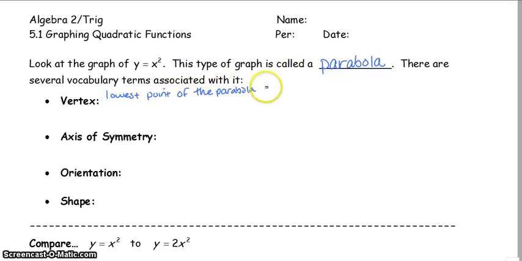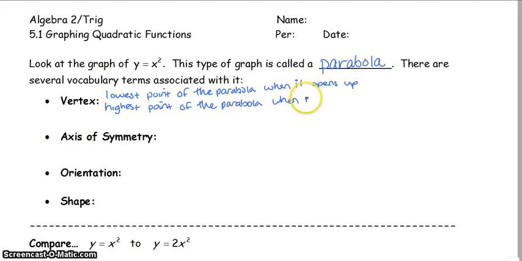In the example we just saw, when it opens up, we saw that that was the lowest point where it changed from decreasing to increasing. And if our parabola is going to open down, it's going to be the highest point of the parabola when it opens down. Either way, it's the pinnacle point where the graph changes direction.